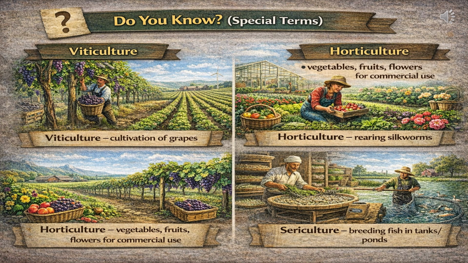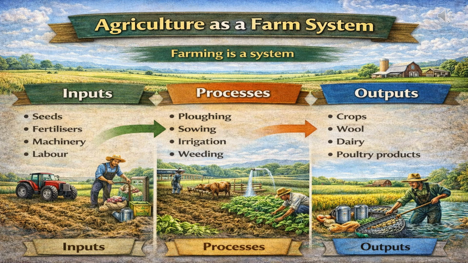Now let's move to a very important concept. Farming as a system. Farming is not a single activity. It works like a system, just like a machine. A farm system has 3 main parts. Inputs. Things needed before farming. Like seeds, fertilizers, machinery, labor.